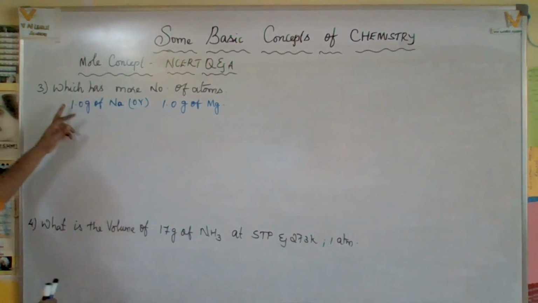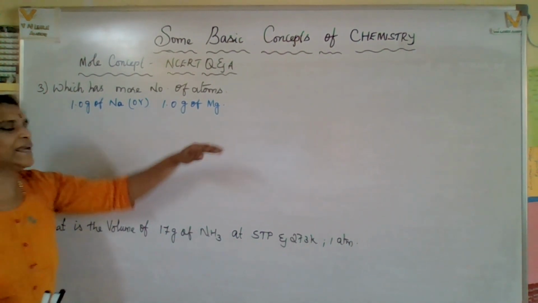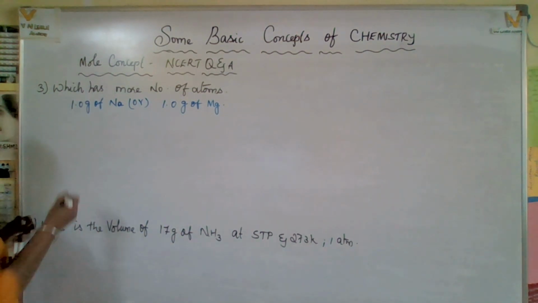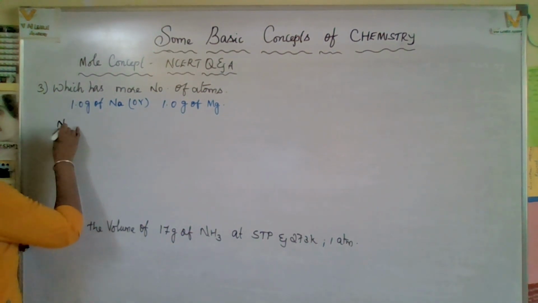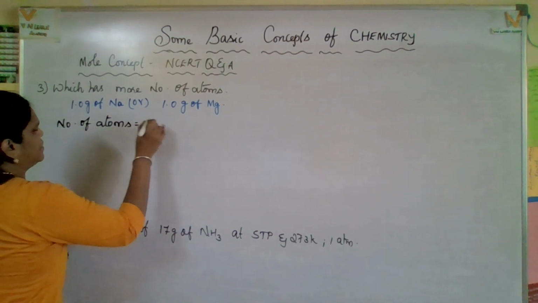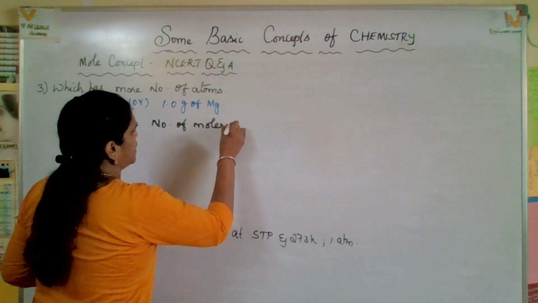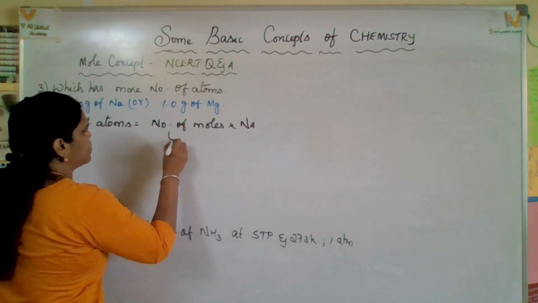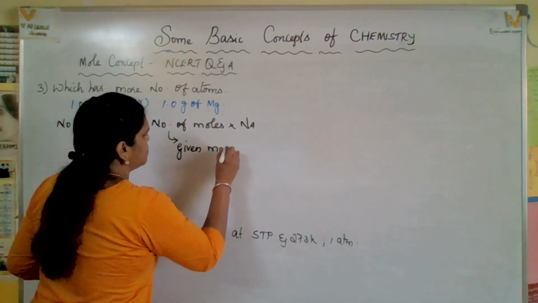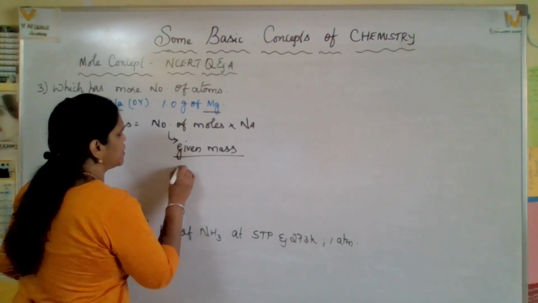The next question: which has more number of atoms, 1 gram of sodium or 1 gram of magnesium? As you see this question, you know the formula, right? So what is the formula? Number of atoms equals number of moles into Avogadro number. So number of moles, what is it? Given mass by atomic mass.